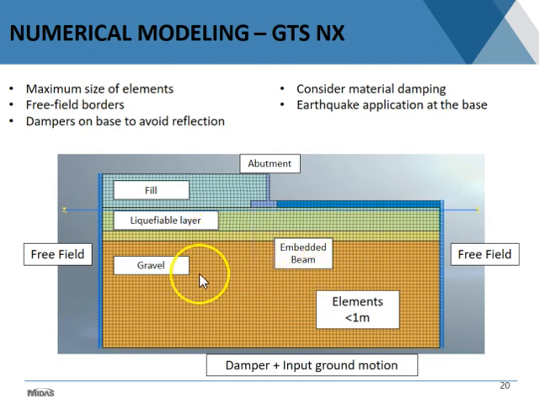Now, if you combine that information from this model, you need elements to reach that condition of having around 8, maybe a bit more, elements per wavelength. You need elements in the order of less than 1 meter or so. Because the lowest shear wave velocity was related to the liquefiable layer, and the highest frequency had to do with the frequencies coming from the earthquake.